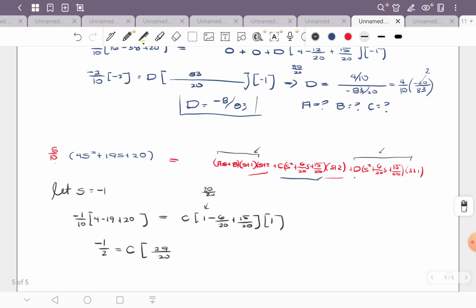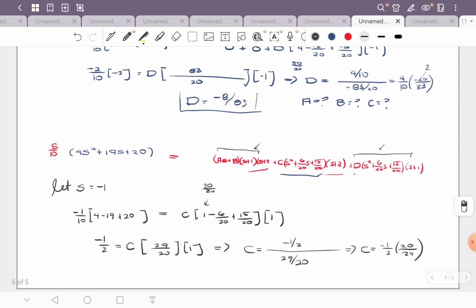Implying that c equals negative 1 over 2 divided by 29 over 20, implying that c equals negative 1 over 2 times 20 over 29. Therefore, our c is, 20 divided by 2 is 10, negative 10 over 29. So we have c equals negative 10 over 29.